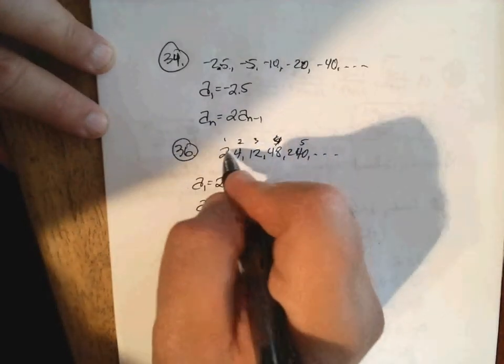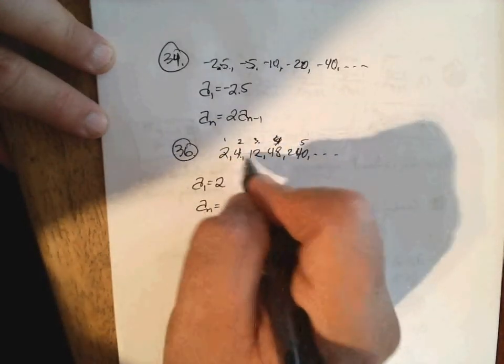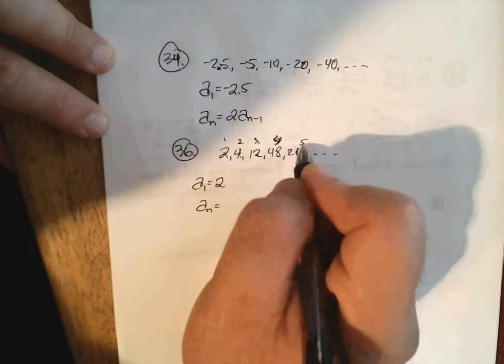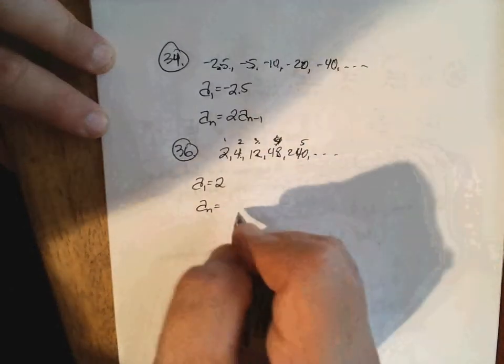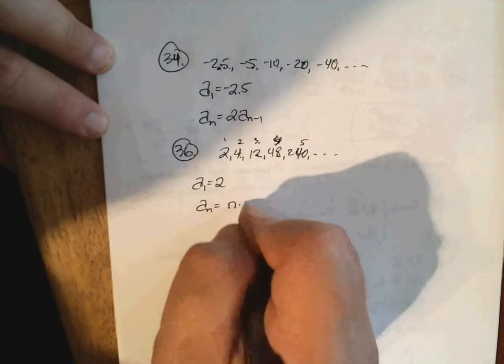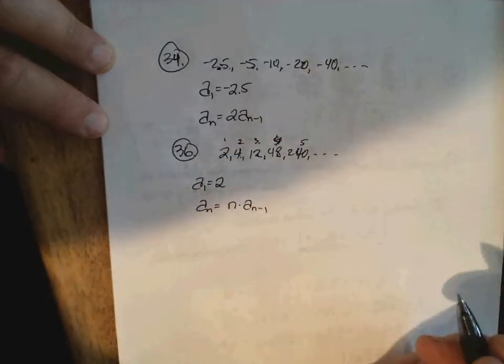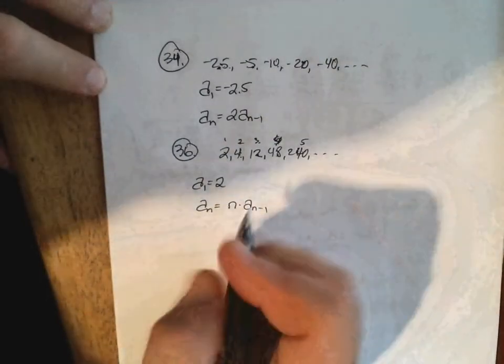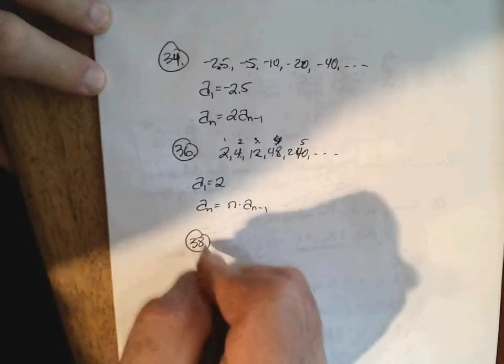Write the n values. 1, 2, 3, 4, 5. Okay? 2 times 2 gives 4. 3 times 4 gives 12. 4 times 12 gives 48. 5 times 48 gives 240. So all I'm doing is taking n times the previous term to generate the sequence.